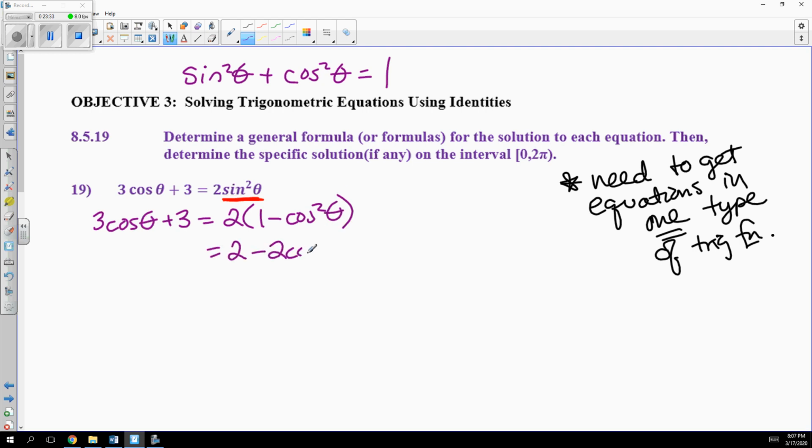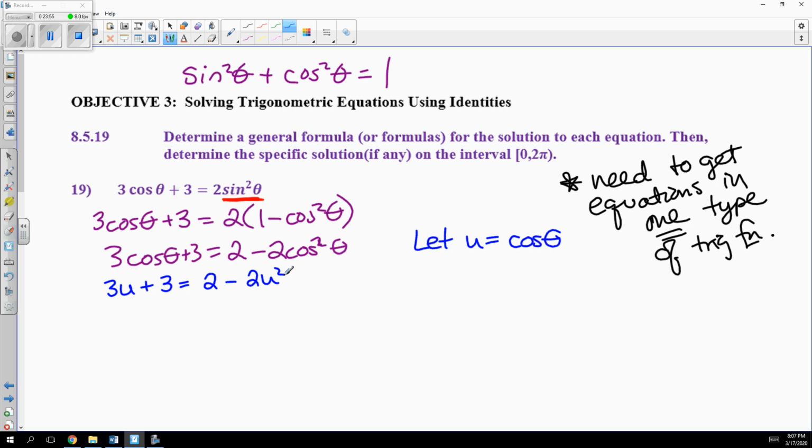Distribute. 3 cosine theta plus 3 equals 2 minus 2 cosine squared theta. Okay, again, this looks like quadratic, so let u equal cosine theta. Then if you replace that, you get 3u plus 3 equals 2 minus 2u squared. That's a little bit easier to solve. 2u squared plus 3u plus 1 equals 0 when you set it equal to 0.